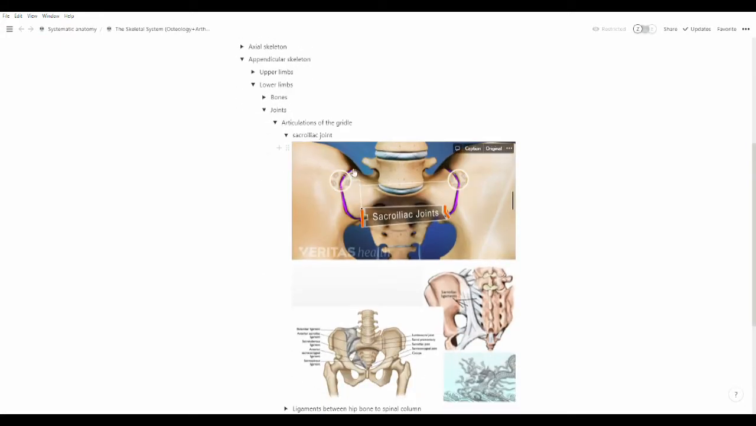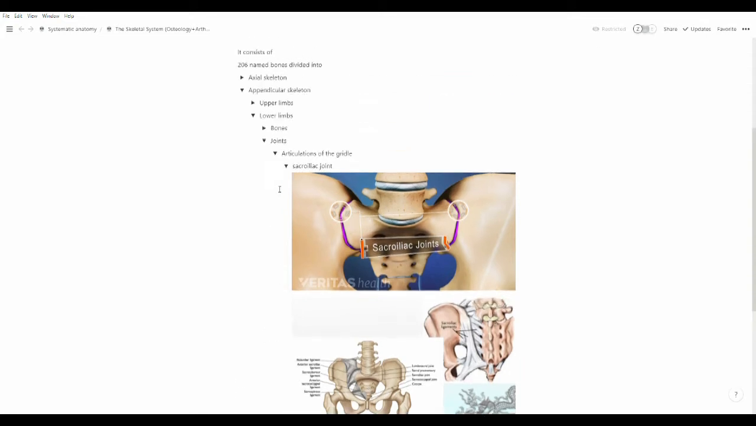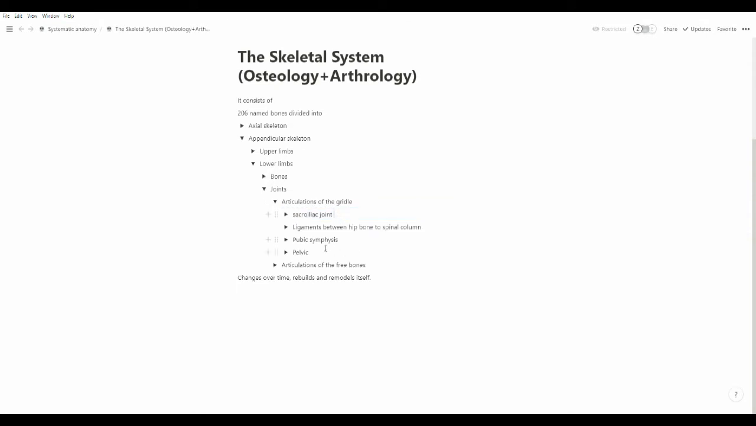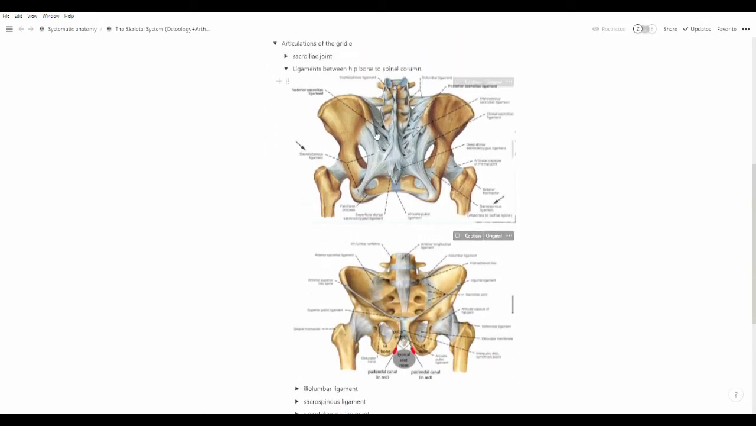Let's have a look. Yes, I'm very correct. Here is the sacrum, here's the iliac, and here's the sacroiliac joint. There are actually a bunch of ligaments supporting the sacroiliac joints, which we'll be covering in here: ligaments between the hip bone and the spinal column. So let's have a look at them. There are a bunch of ligaments here. It looks very complicated, but let's simplify it bit by bit.